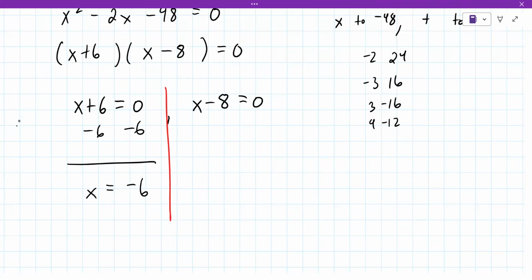Oh, hold up. It's okay. Stay there. Subtract 8 from both sides. Okay, stay there. That would be -6. So x equals -6, and x equals -8.